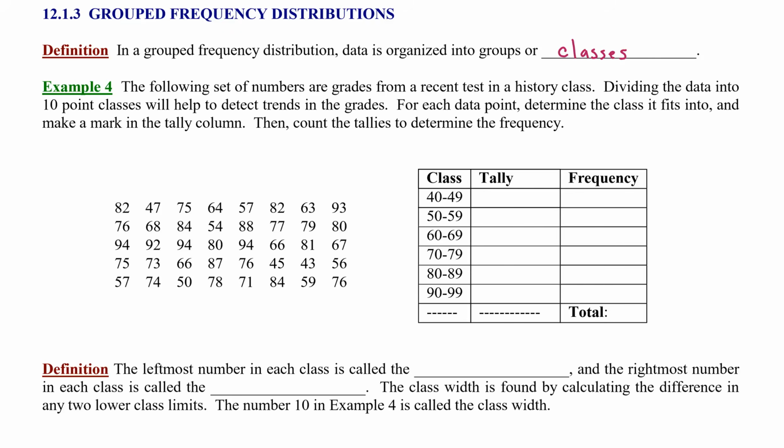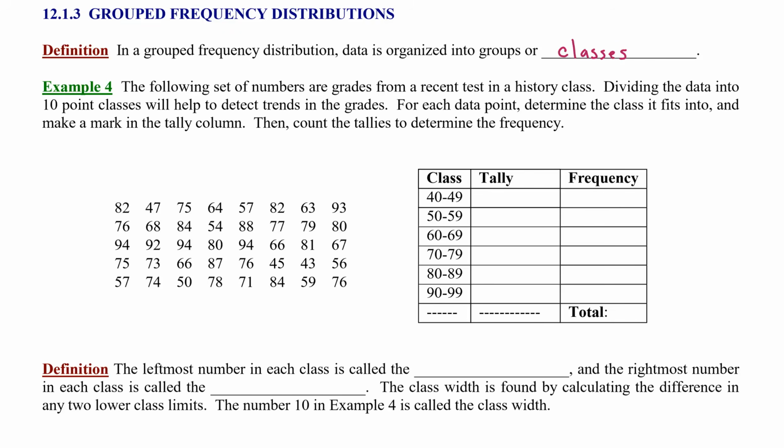For example, the following set of numbers are grades from a recent test in a history class. Dividing the data into 10-point classes will help to detect trends in the grades. For each data point, we're going to determine the class that it fits into and make a tally mark in the column. And then we're going to count the tallies to determine the frequency.